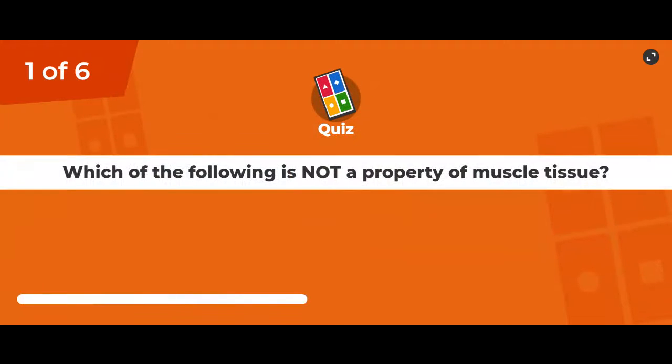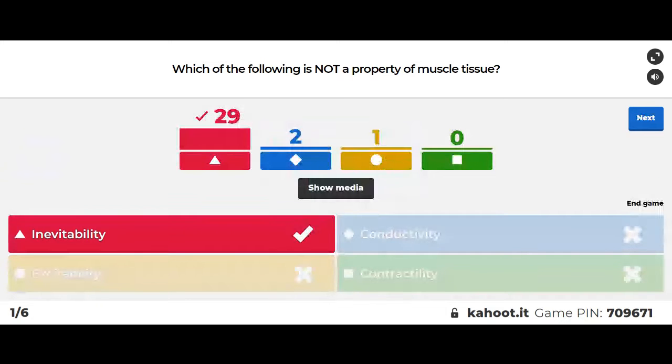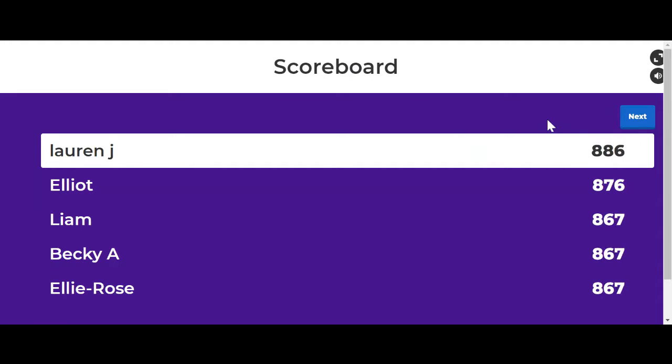First question. Which of the following is not a property of muscle tissue? It's obviously inevitability, isn't it? Because muscles are excitable, they're contractile, okay, and they're conductive. Well done, guys. Who's on top, though? It's Lauren, followed by Elliot, then Liam, then Becky, then Ellie Rose.